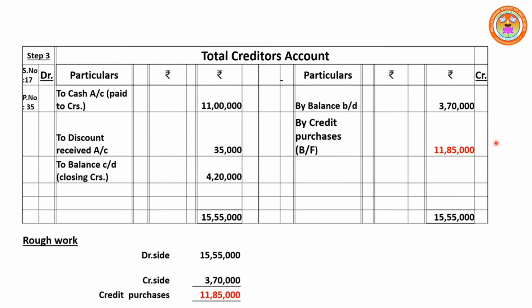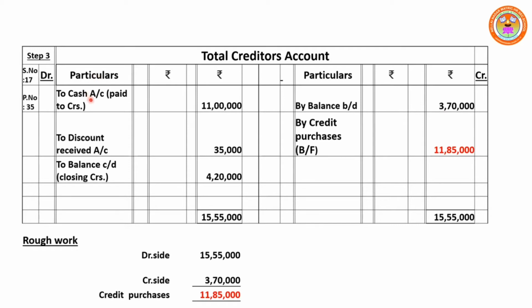Create debit side, credit side, particulars column. So by balance BD, beginning value of creditors. Look at the question. Under the first date detail, creditors value BD, beginning value 3,70,000.